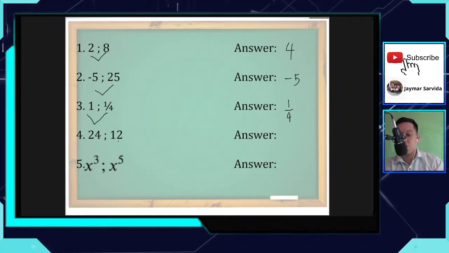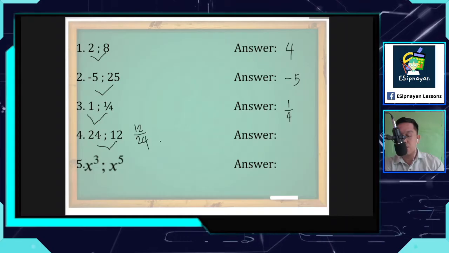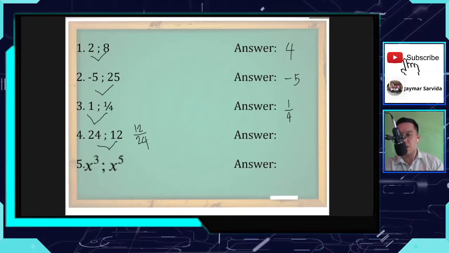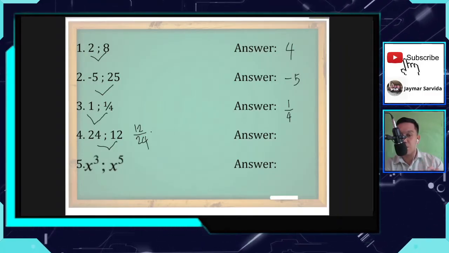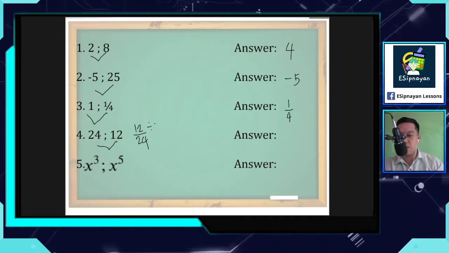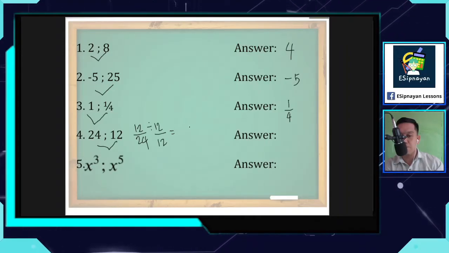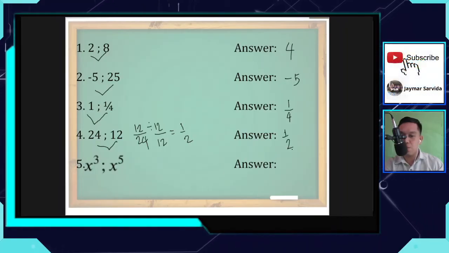Next, 12 divided by 24. So, hindi ito 24 divided by 12 ha. 12 divided by 24. So, ito ay magiging fraction. Kukunin natin yung kanyang lowest term. So, i-reduce natin itong 12 over 24. 12 divided by 12 is equal to 1, and 24 divided by 12 is equal to 2. So, therefore, ito ay 1/2.